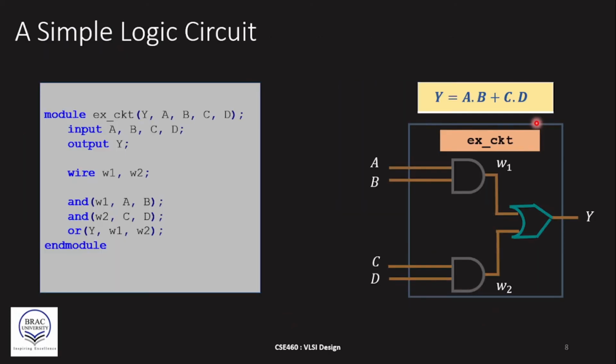In the remaining slides, we will investigate how we can perform the automatic layout generation task using the MicroWind software through two example circuits. The first circuit takes four inputs A, B, C, D and has one output Y, with the input-output relation described by this equation. Here we have the structural Verilog code for the circuit, and this is how the circuit schematic looks. Now let's move on to the MicroWind software and figure out how we can perform the layout generation task.